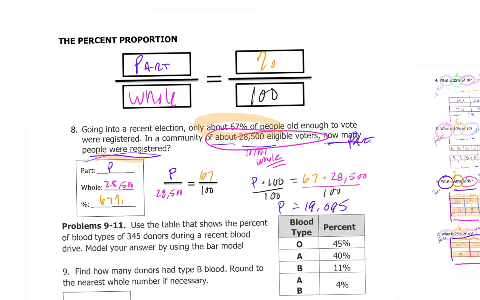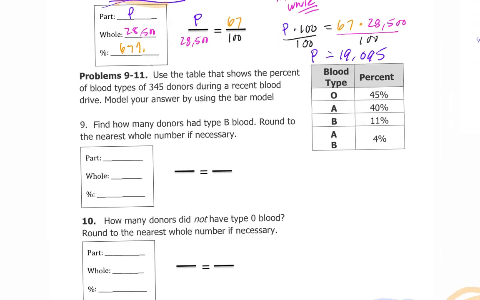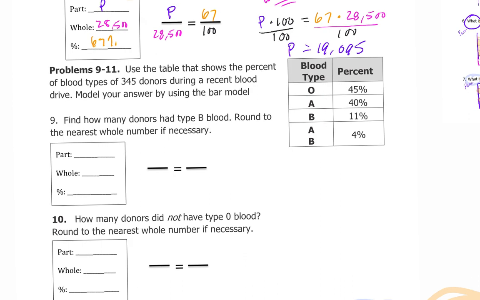Okay. Now we're going to look at this next part here. Again, we're going to use this table that gives us our percents, right? So what we have to do is look at the questions. The questions here say use the bar model. Model your answer using the bar model. I don't care if you use the bar model. I want you to use the proportion. You can use the bar model if it makes you feel warm and fuzzy to check, but the bottom line is we want you to use the proportion.